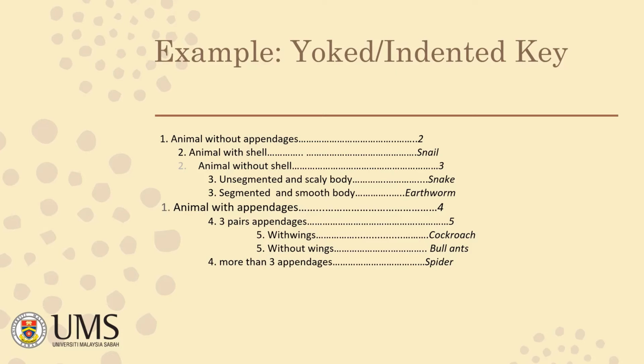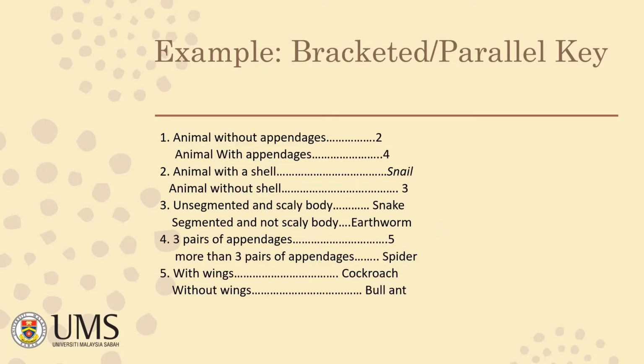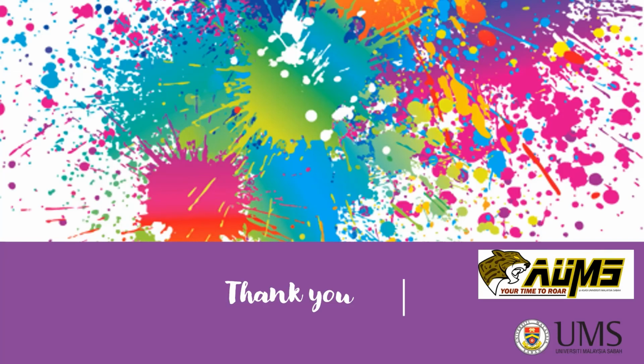So we have the morphology. In the end, we can identify the species. So this is an example of a bracketed key. Snail, appendages, same, just the outline. This one is neater compared to the other one. Thank you.